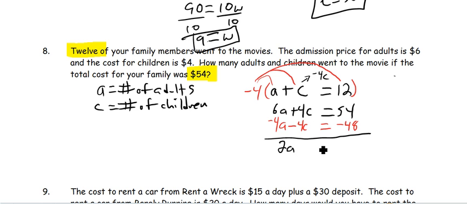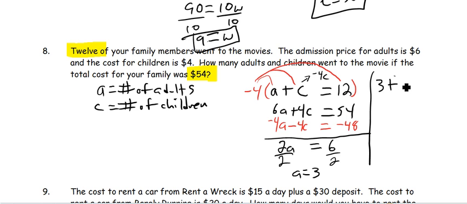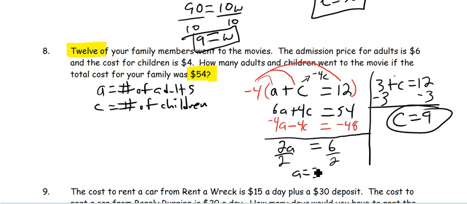All right, so now I can simply add these up and down. 2 adults equals, and 54 minus 48 is 6. So we're going to divide by 2, divide by 2. A equals 3. All right, so we know there were 3 adults. We can plug that back into this one. And we get 3 plus C equals 12. We're going to subtract the 3 from both sides. We know there were 9 children. So 9 children, 3 adults.